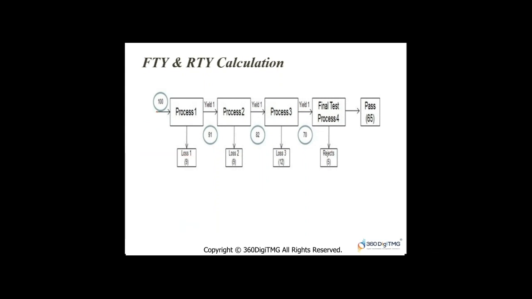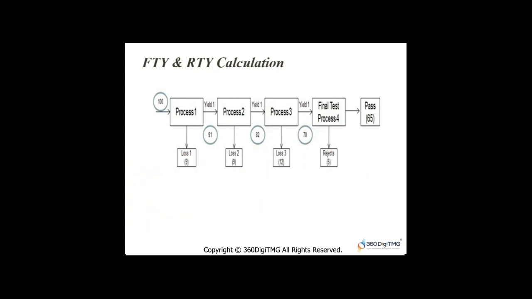Now, these 91 are given to process 2. 82 out of these 91 were meeting the specifications. So you have again lost 9. If I were to find out the first time yield for this second process, it will be 82 divided by 91. You get the number, right? So on and so forth. These 82 were given to process 3 and you got 70 which were meeting your specifications. So the first time yield for your third process is 70 divided by 82. You get a number once again, right?